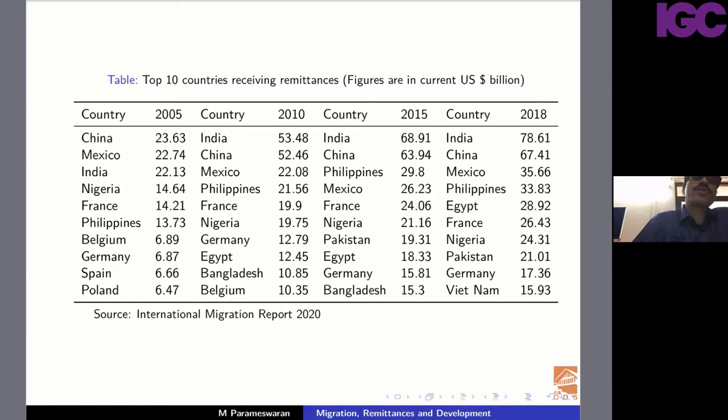This picture is also emerging from the countries of origin, where India, China, and Mexico account for the largest share of the international migrants. So they are also accounting for the largest level, or absolute value, of remittances.